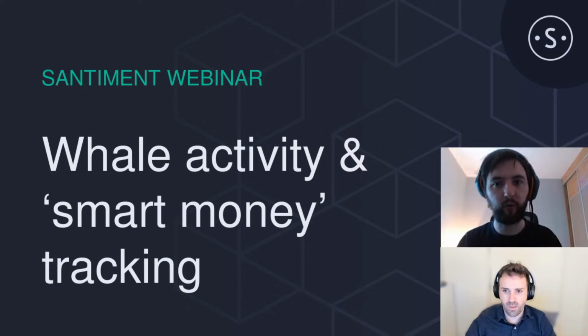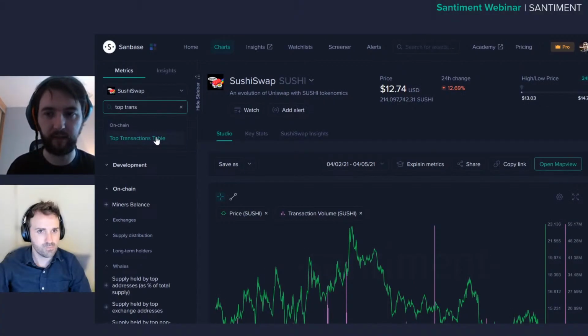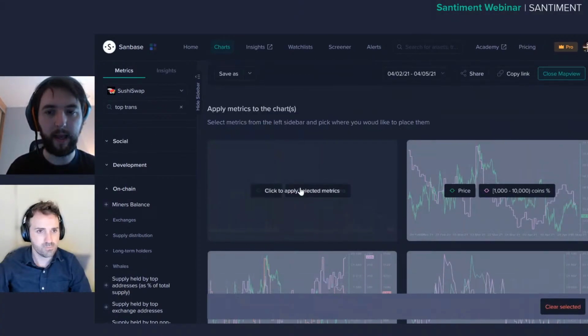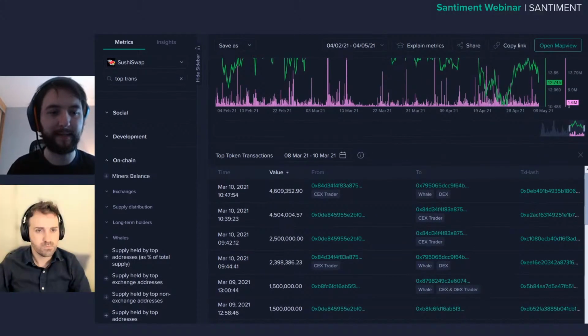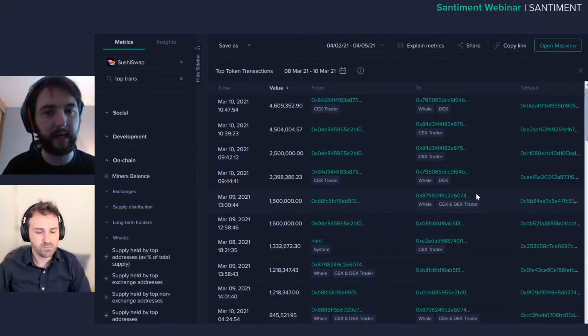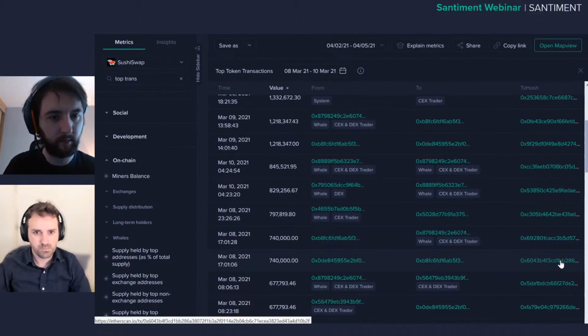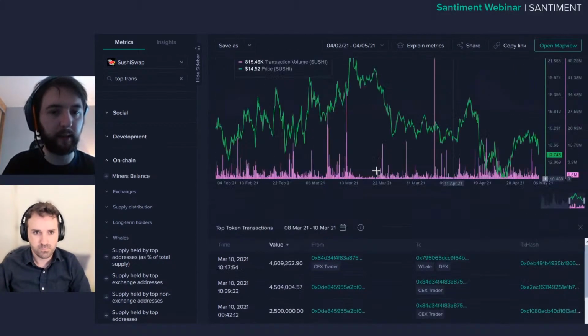So in order to analyze specific addresses, to find market-moving addresses and find large whales that you might want to track in the future, you want to type top transactions here in the search bar for any specific Ethereum-based coin. What you're going to open is a table of the top transactions for a particular coin for a particular time.